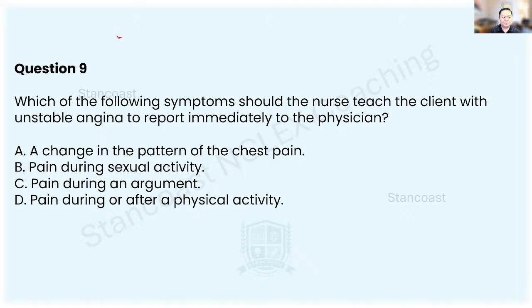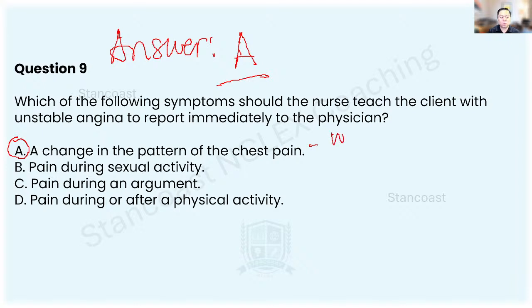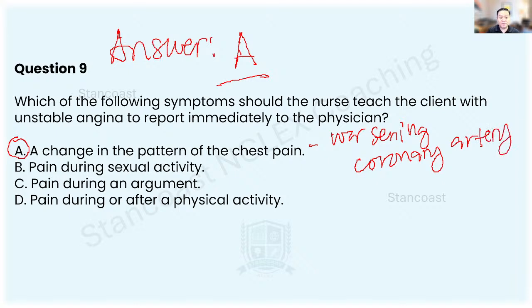The correct answer is letter A, a change in the pattern of the chest pain. This is important, guys. If there is now a change in the character or the pattern, this can indicate that the patient may have worsening coronary artery disease. So maybe there is now a much more severe extension of the plaque, or possibly a wide area, or let's say the thrombosis has greatly affected that blood vessel. Worsening coronary artery disease if there is a change in the pattern of chest pain.